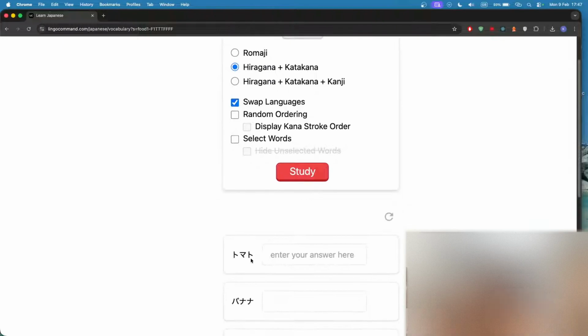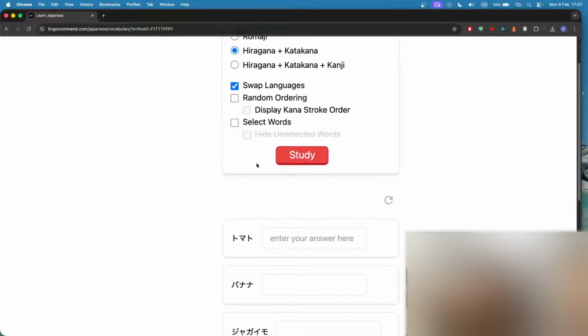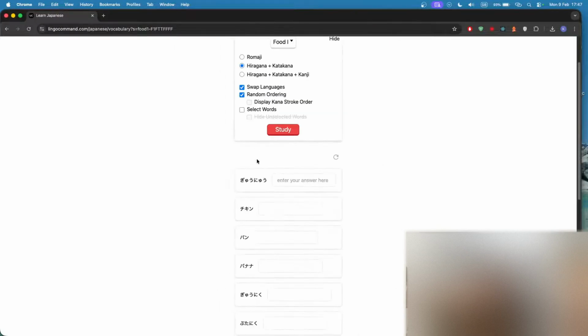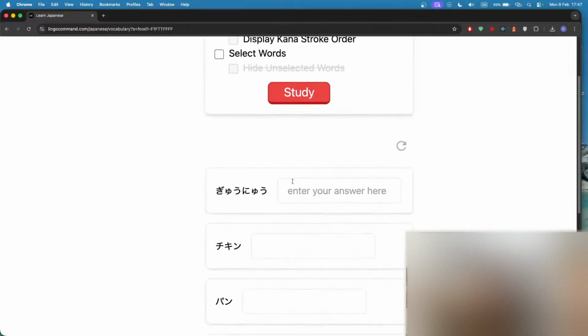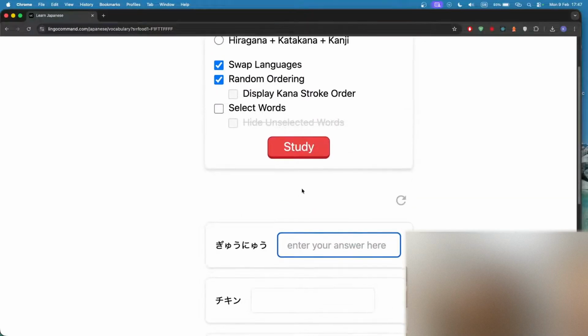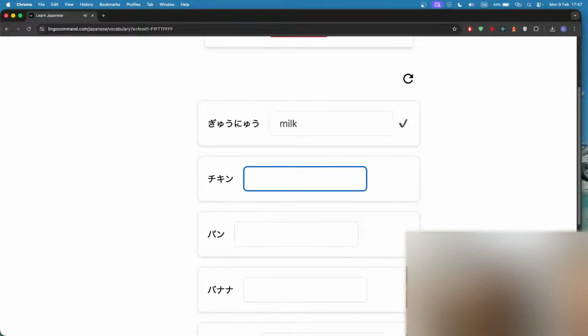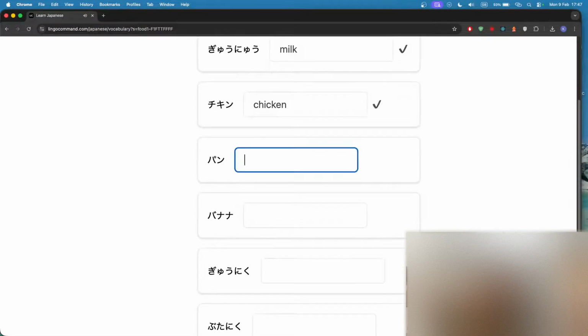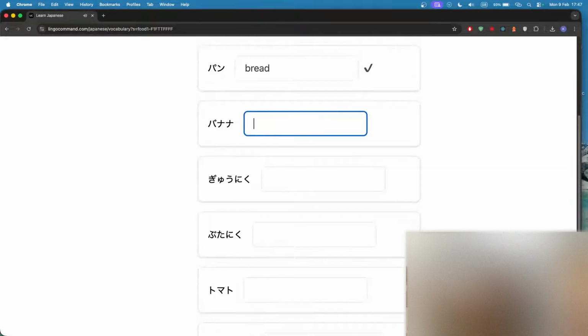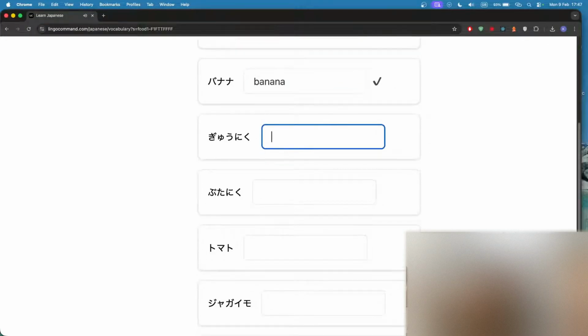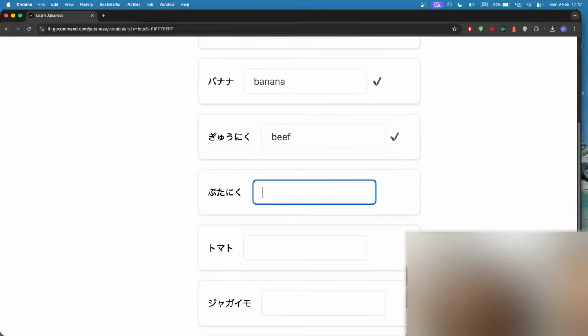So let's now do the quiz again. So apply swap languages, so the questions are posed in Japanese, and then we answer the questions in English. We'll apply random ordering and let's give this a go. So, gyunyu is milk. Chicken is chicken. Pan is bread. Banana is banana. Then this is gyuniku, which is beef. And then the next one here is butaniku.